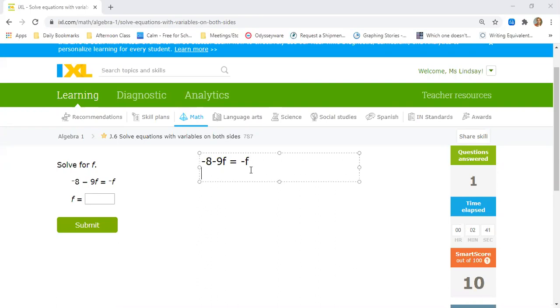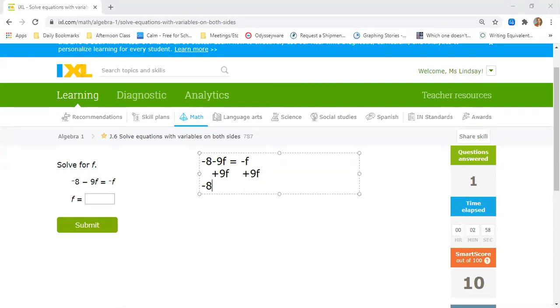So I don't want to get everything on the same side. So I'm going to move these negative 9f. I'm going to get rid of it by adding 9f. Whatever I do to that side, I have to do to the other.